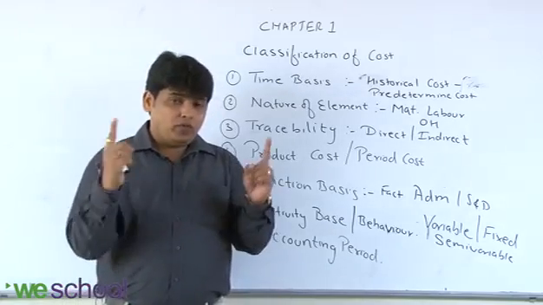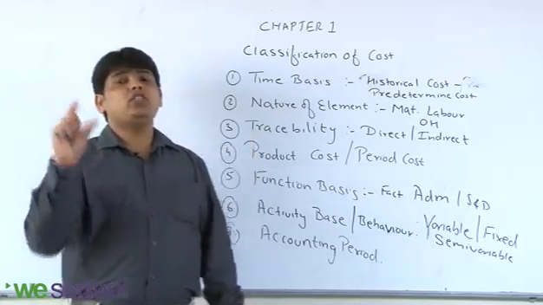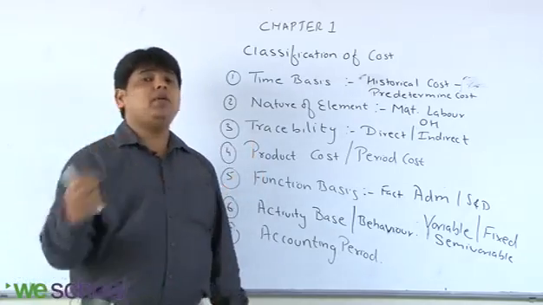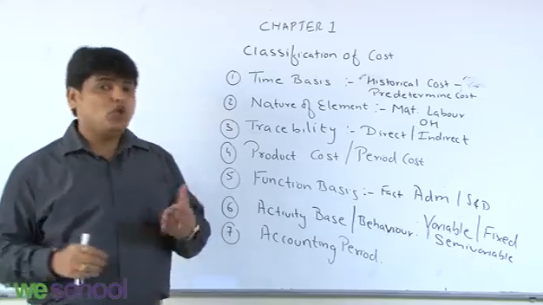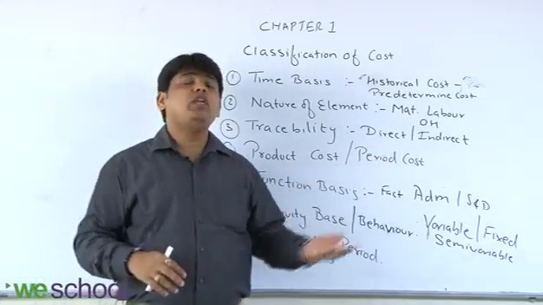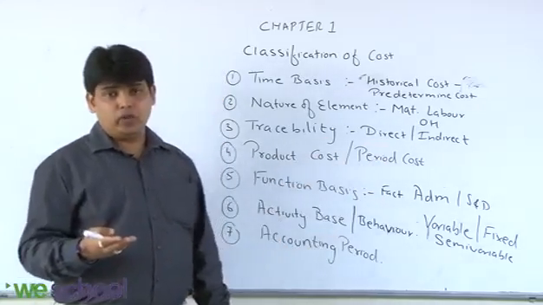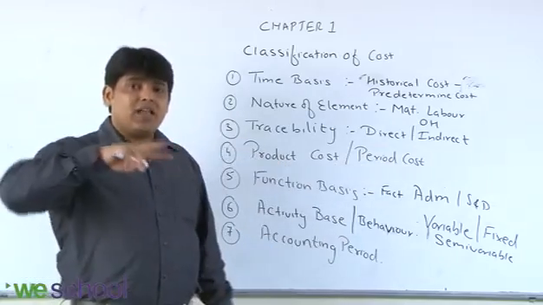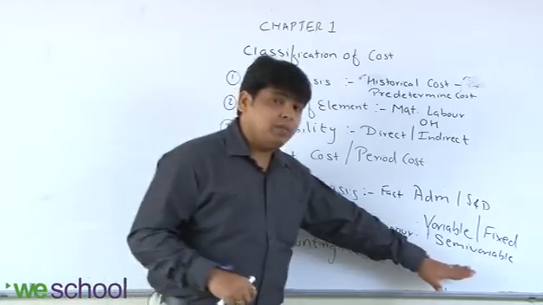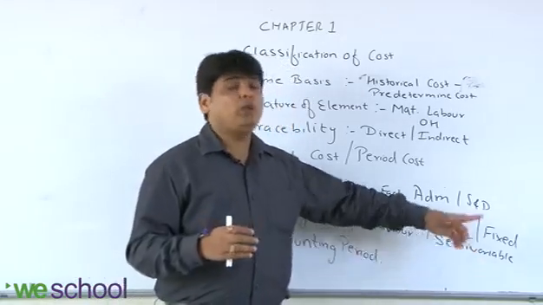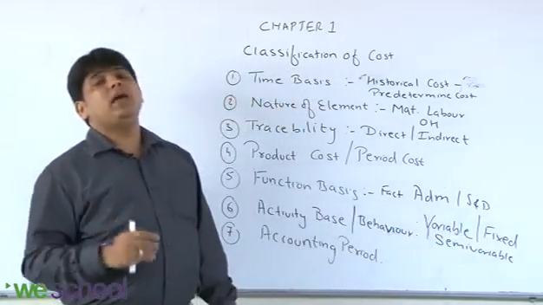So if you are within the first slab, the rate will be 6 rupees. But if you go above that slab, it will be 8 rupees. Again, above the third slab, it will be 12 rupees. So it is fluctuating not because of the units produced. The units produced are the same, but you are crossing the slab. So that is a semi-variable expense. It is varying, but not because of production, but because of the slab, the time gap.